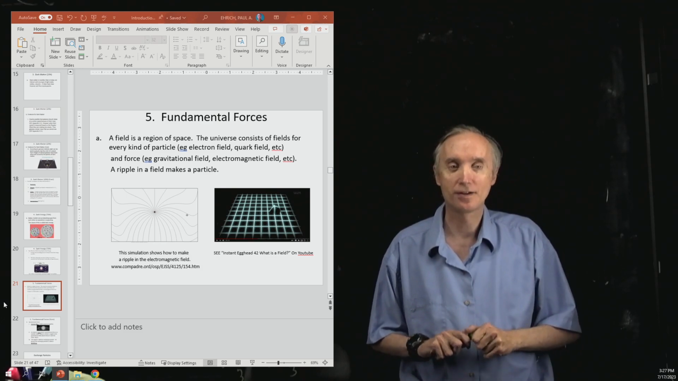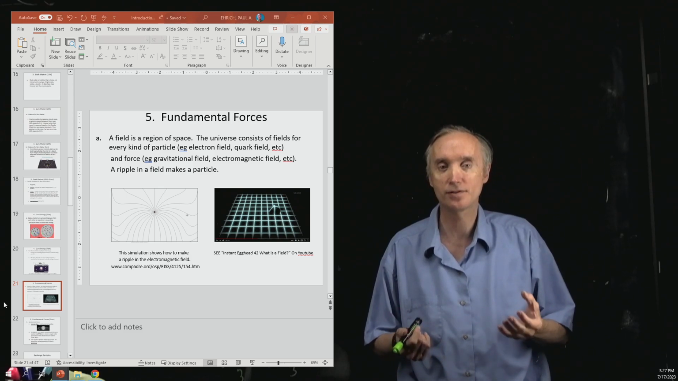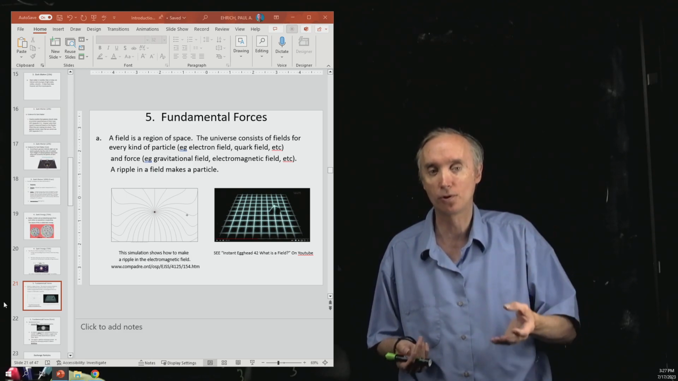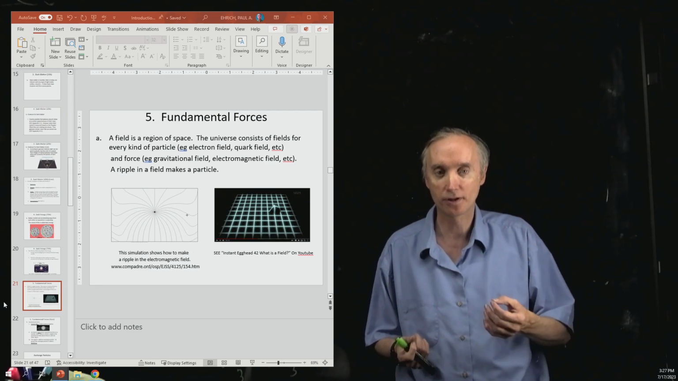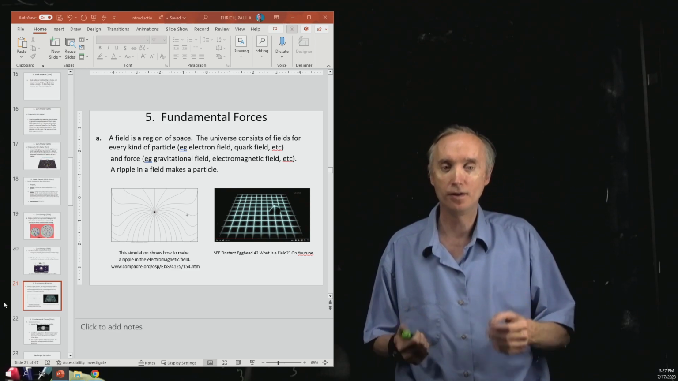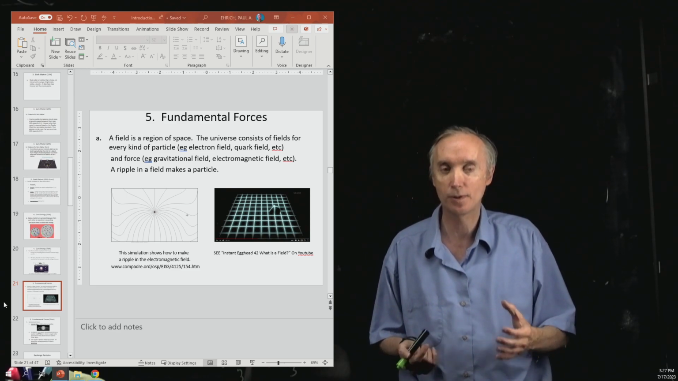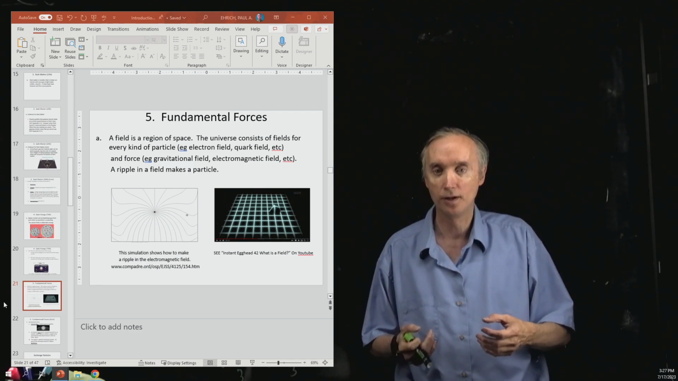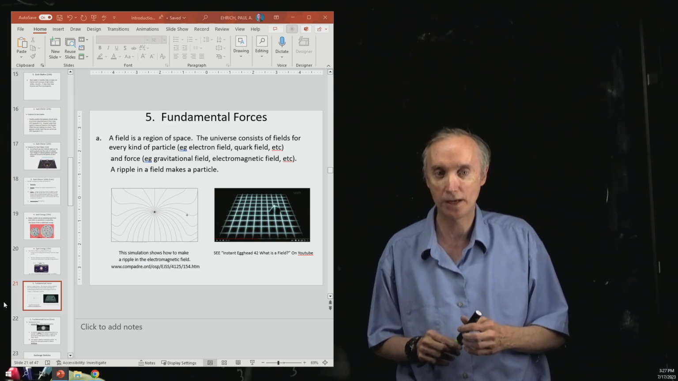Okay, in our previous segments, we have talked about what the universe is composed of, and we said it was composed of matter, which was composed of quarks, it was composed of dark matter, and then it was composed of dark energy. Well, another way of viewing what the universe is composed of is by assuming that the universe is nothing more than fields. And so a field is a region of space.